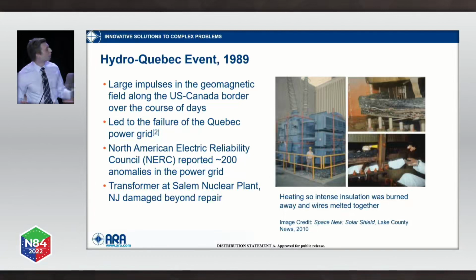So in this case, only one transformer went out. But if you have many of these things going out, you could have portions of your grid down for months to over a year.